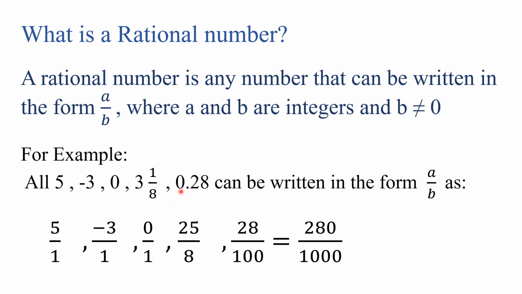The last one, 0.28, can be written as 28 over 100. We can multiply 10 up and down and we get a new fraction equal to this decimal number, which is 280 over 1000.